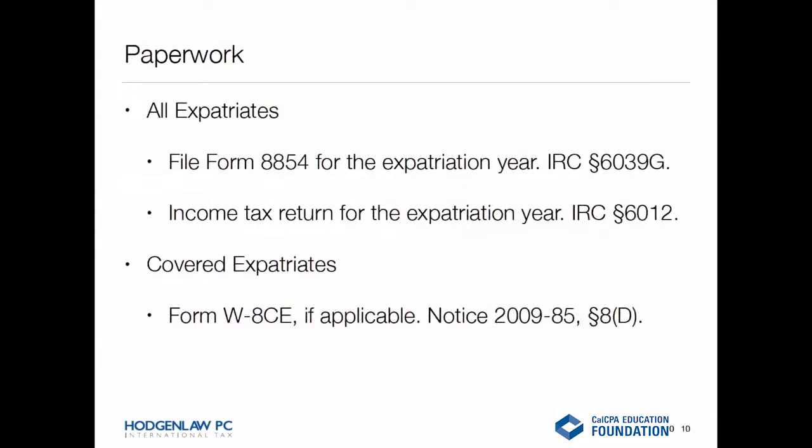So for the paperwork, all expatriates are going to have to file Form 8854 for the expatriation year, and all expatriates are going to have to file an income tax return for the expatriation year. That might be a dual status return, it might not be, depending on the specifics of your situation, but in any case, a tax return will be required. And then for covered expatriates, they may have to file Form W8CE depending on what assets they have.